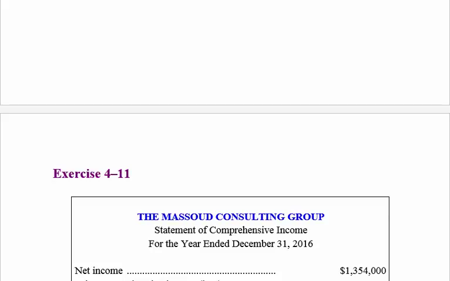In addition, during the year, the company experienced a foreign currency translation adjustment gain of $240,000 and had unrealized losses on investment securities of $80,000. The company's effective tax rate on all items affecting comprehensive income is 30%. Each component of other comprehensive income is displayed net of taxes. Okay, so let's start with that gain on foreign currency translation. Well, let's calculate the after-tax gain.